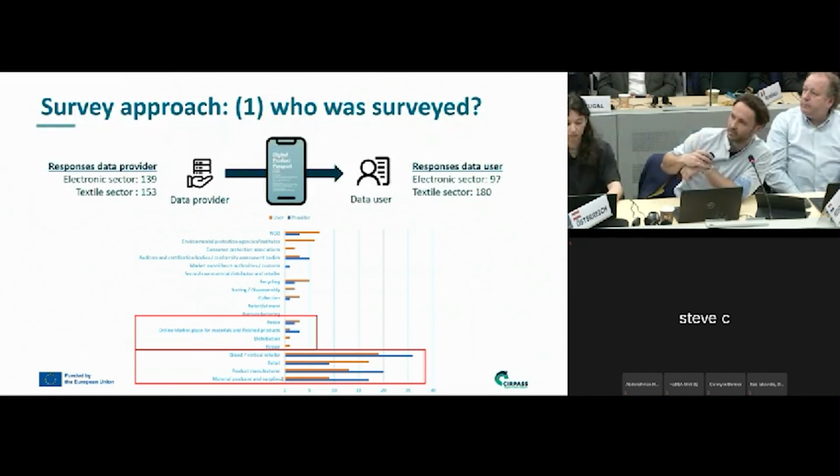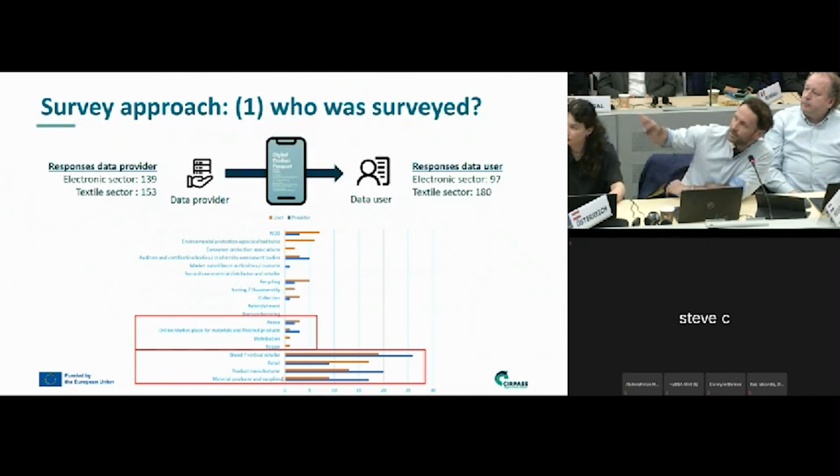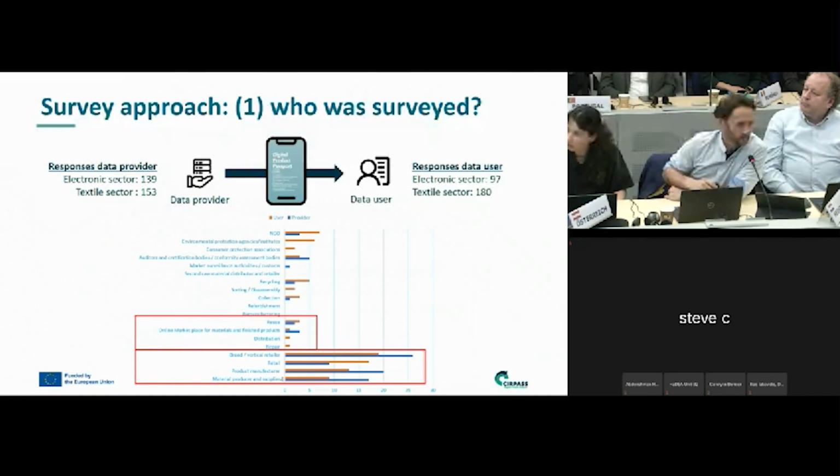to evaluate the relevance. You see here we have responses from the electronic sector, 139, and quite a bit more from the textile sector, 135. And on the data user side, electronic sector 97 and the textile sector 180. So the textile sector really dominated from the data user side, even more than from the data provider side.